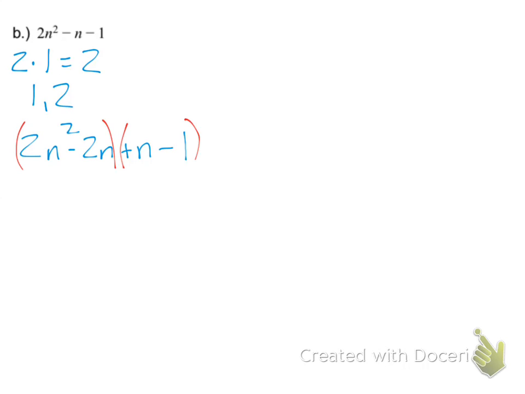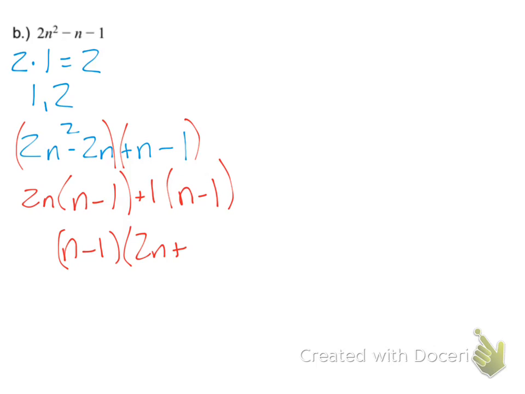I group and I group. What can I take out of the first group? 2n, leaving me with n minus 1. Wait a minute. That's already what I have, isn't it? But I'm forced, guys. My hands are tied. When I do factor by grouping, I need to take something. What do I take then? A 1. In this case, a positive 1, because a positive 1 will leave it unchanged. And so, n minus 1 times 2n plus 1.